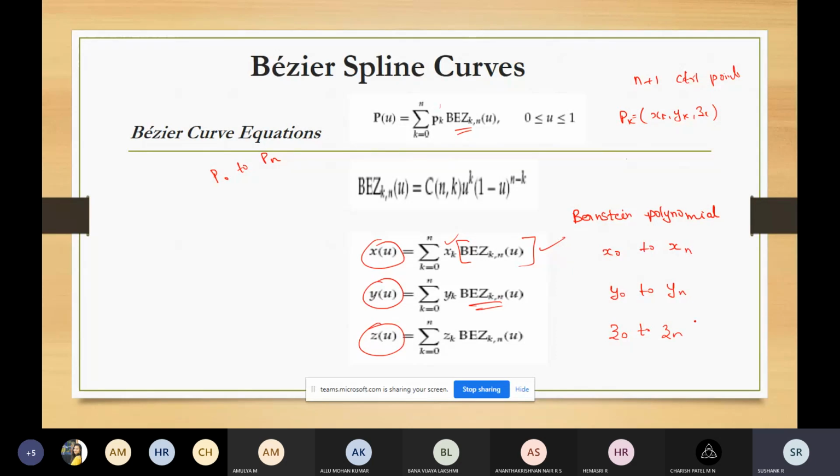In the lab also, we were finding the binomial coefficients. We had a function called factorial of n, which was finding the factorial of a number. Then after finding the factorial, we were substituting, calling this binomial coefficient C of n comma k. After that, we were calling functions like power of u comma k into power of 1 minus u comma n minus k. Like this we were calculating this Bernstein polynomial.